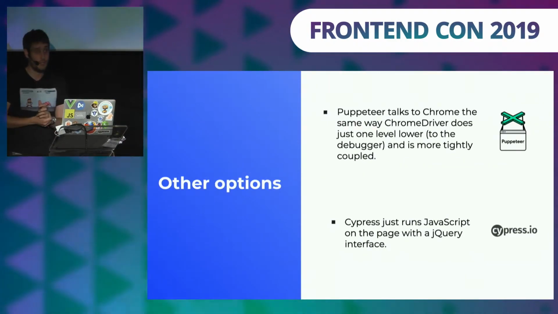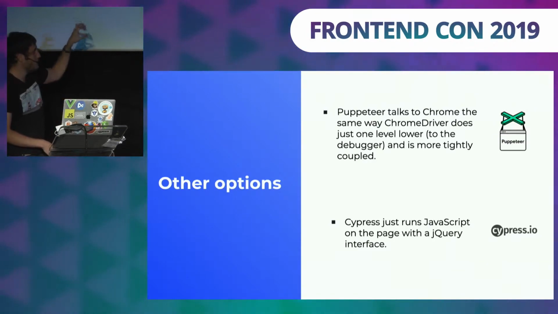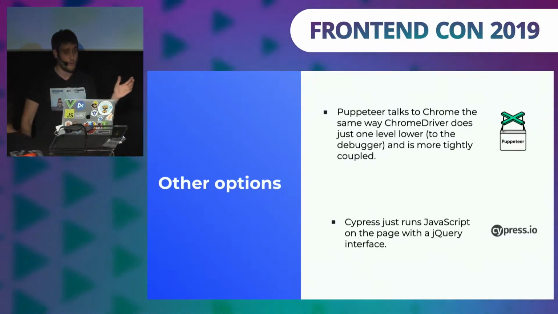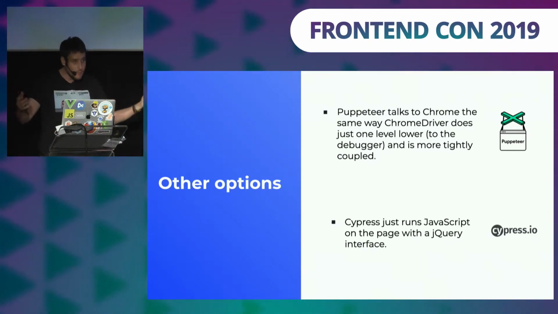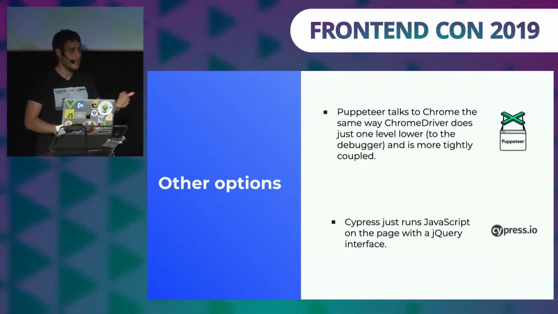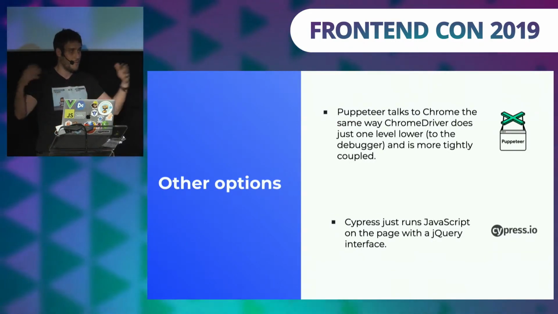There is Puppeteer, which is really nice software. It talks to Chrome using the debugger protocol. And that's essentially the same thing that Chrome driver does. Chrome driver is the Selenium thing for Chrome. And it's more tightly coupled, which means it usually has fewer bugs that are version related.